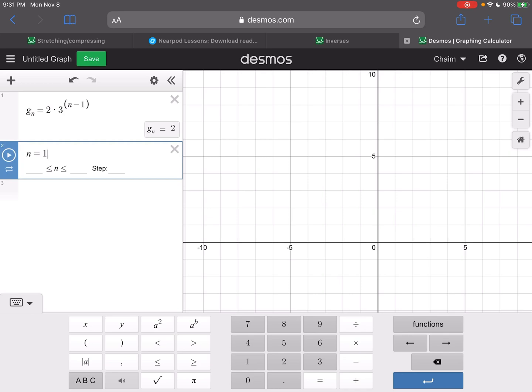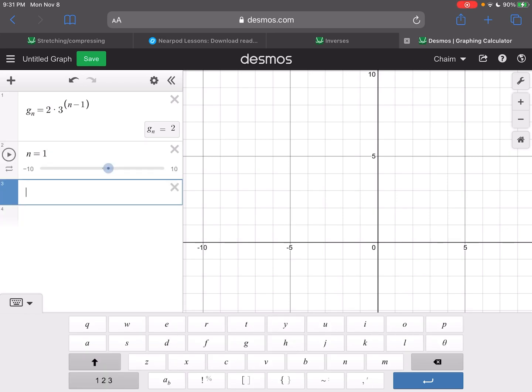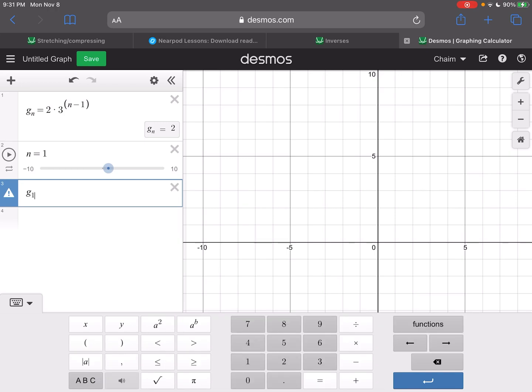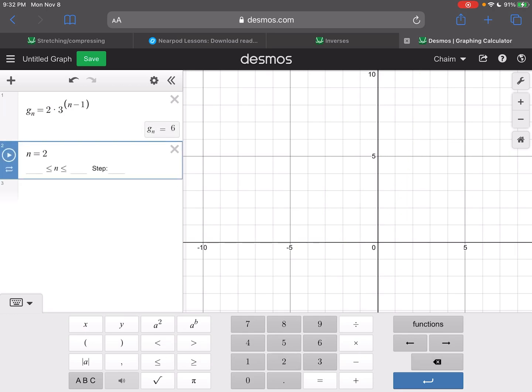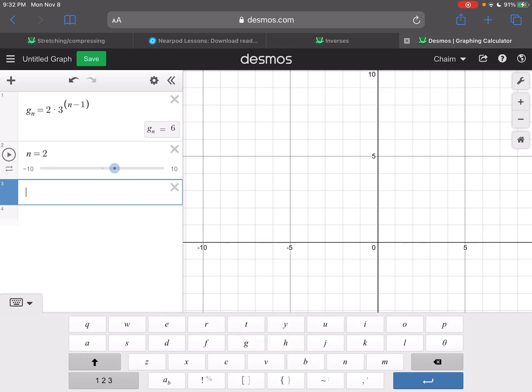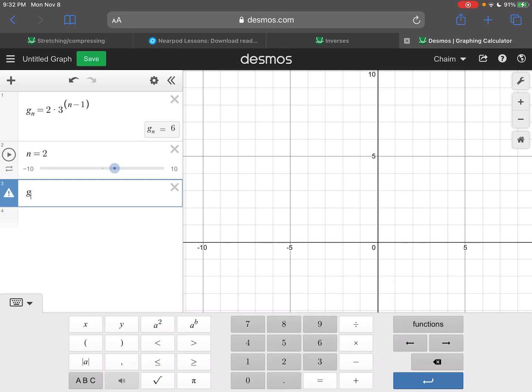Then I'd write down 2. Right? The way that I would write that down is, on my paper, I would say g of 1 equals 2. That's my first term, right? Because we're calling my series g. Okay, and then on the second term, I would say, okay, n equals 2. And then on my paper, I would say g of 2 equals, it says 6, equals 6.